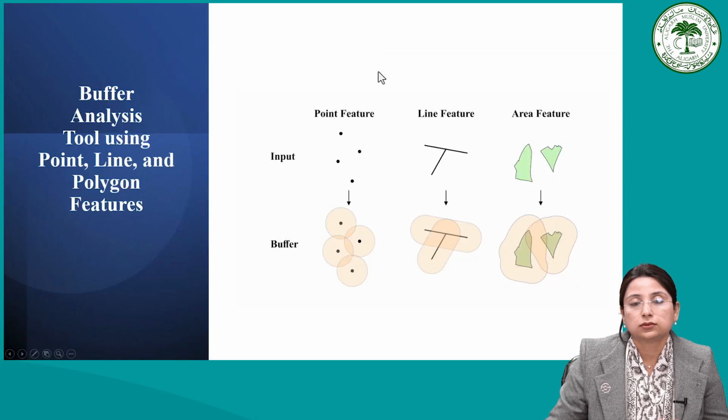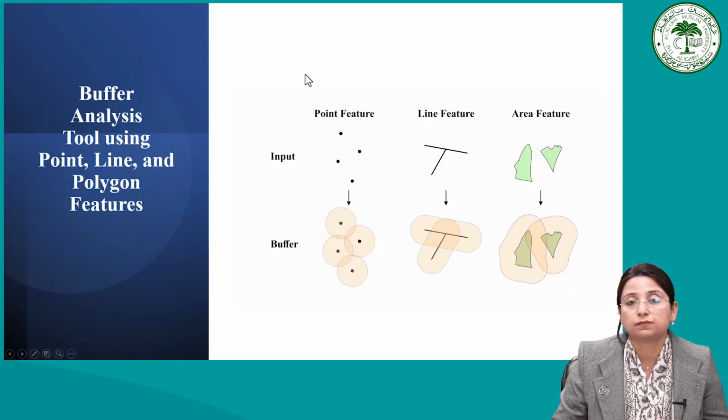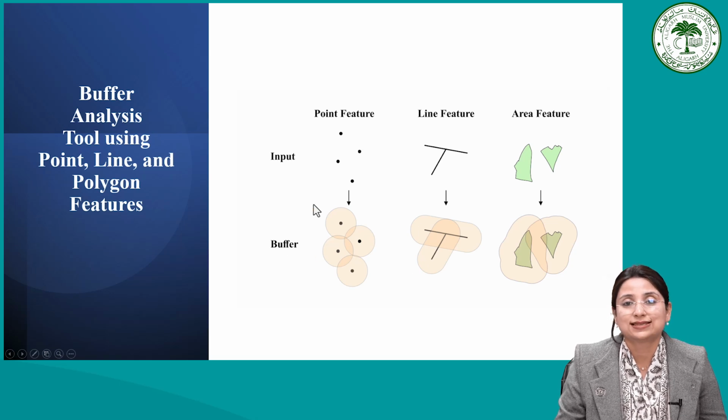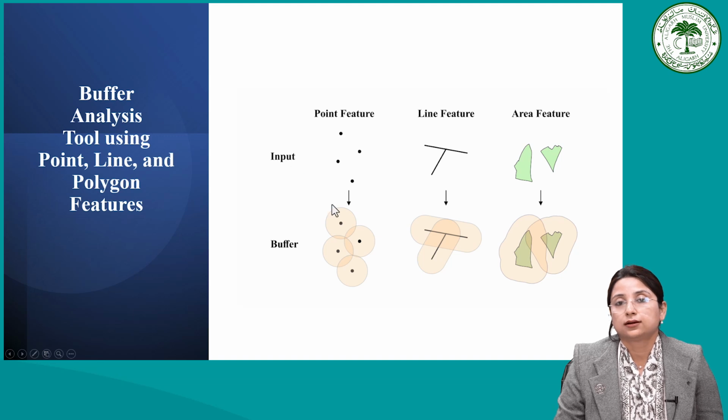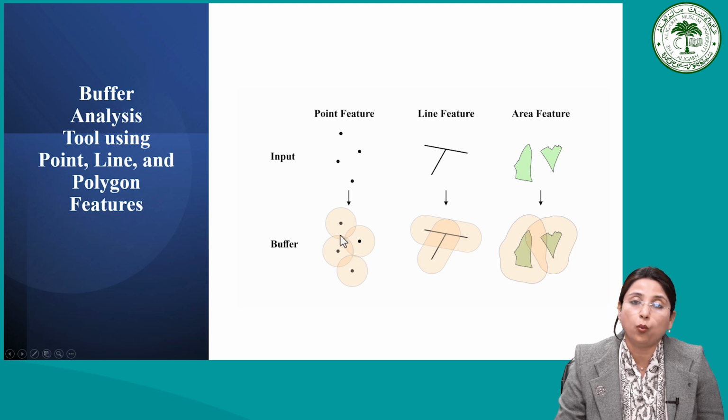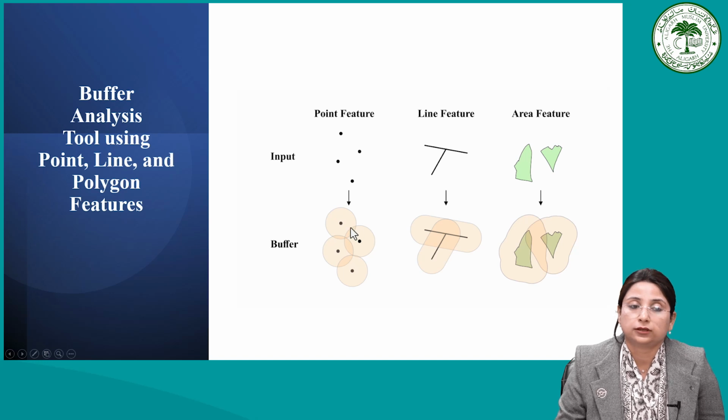When it comes to how these buffers are generally drawn, you can see the screen, students. This is the point feature around which we take a certain set criteria, and we have drawn this buffer. Finally, where certain spatial units overlap each other, they may be dissolved, and only the outer boundary will be retained.